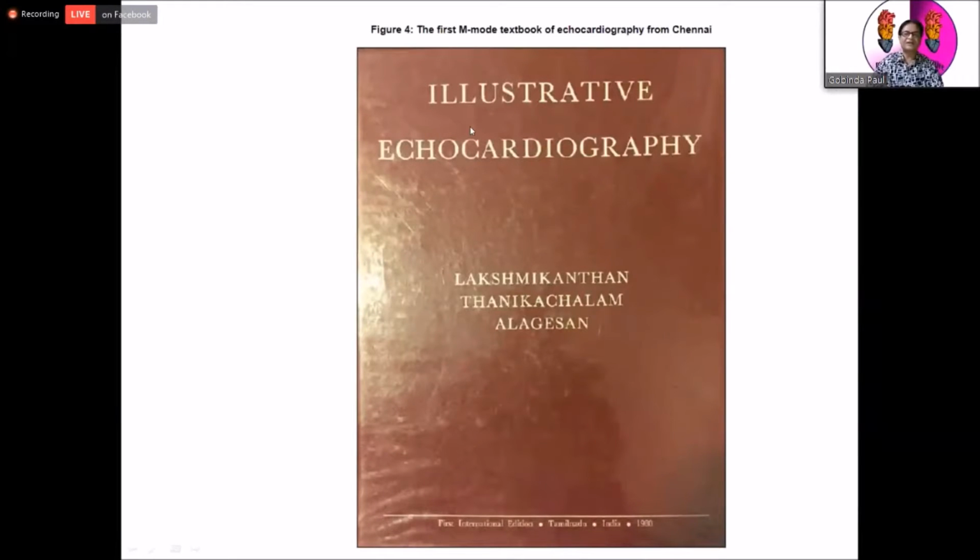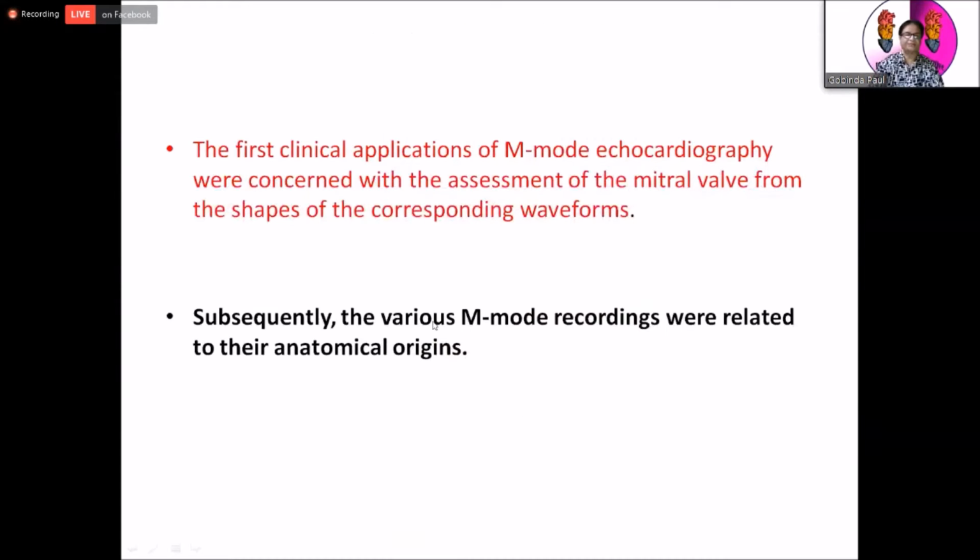This is the first illustrative echocardiography book on M-mode echo, written by Lakshmi Kathan and Professor Elegason in 1980. The first clinical applications of M-mode echocardiography were concerned with the assessment of the mitral valve from the shape of the corresponding waveform. Subsequently, the various M-mode recordings were related to their anatomical origin.